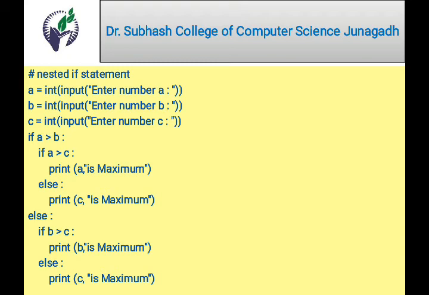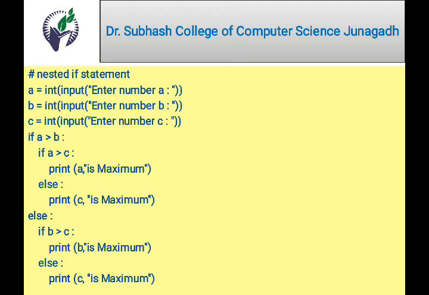Here first, a greater than b means a is greater than b. Now there is no need to consider b. Why? Because from a and b we have only the choice a, but we have to compare this a with c. So a greater than c, yes, then a is maximum, otherwise in the else part, c is the maximum.